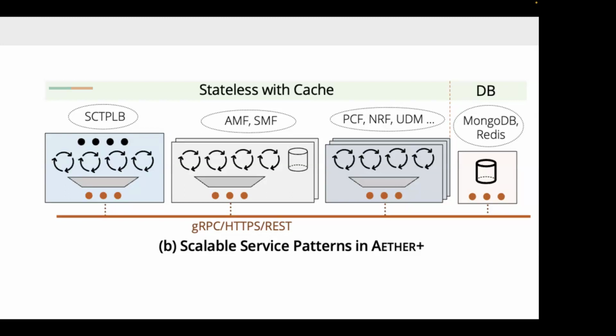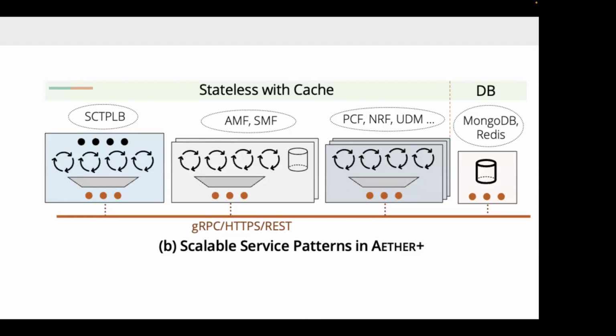And when SCTP-LB assigns one AMF to one UE, it makes it persistent, so all the subsequent requests of that UE will go to that AMF. That way it does not need to fetch the state from the UE every time, and it already has the cache associated with that UE in its state, which makes it more efficient.